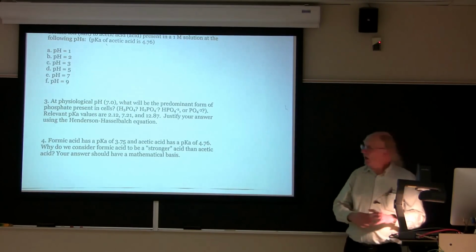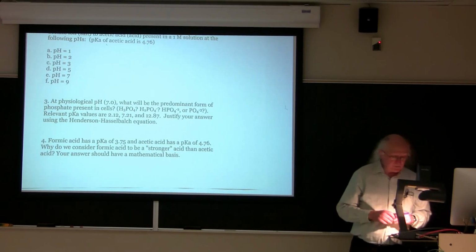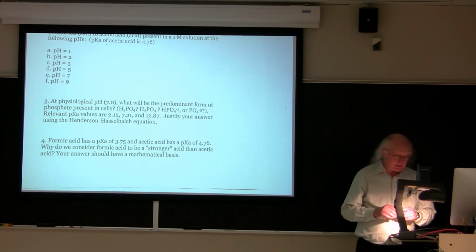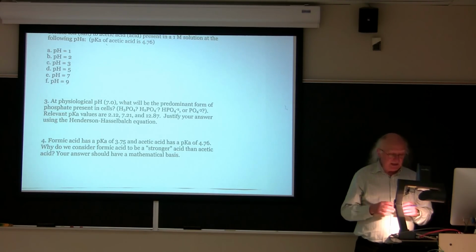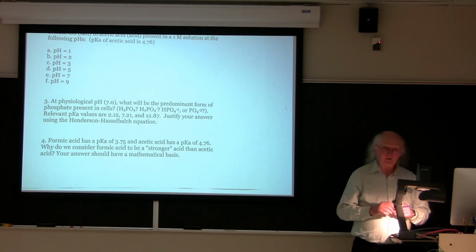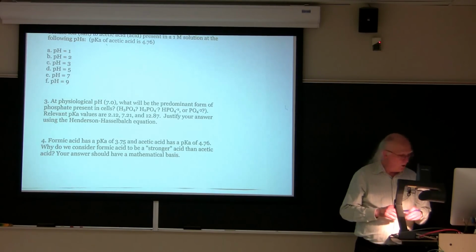The third problem says that at physiological pH, what will be the predominant form of phosphate present in cells? H3PO4, H2PO4 minus, HPO4 minus minus, or PO4 minus minus minus. And I give the relevant pKa values here as 2.12 for the first ionization, 7.21 for the second ionization, and 12.87 for the third ionization. And then I ask you to justify your answer using the Henderson-Hasselbalch equation.